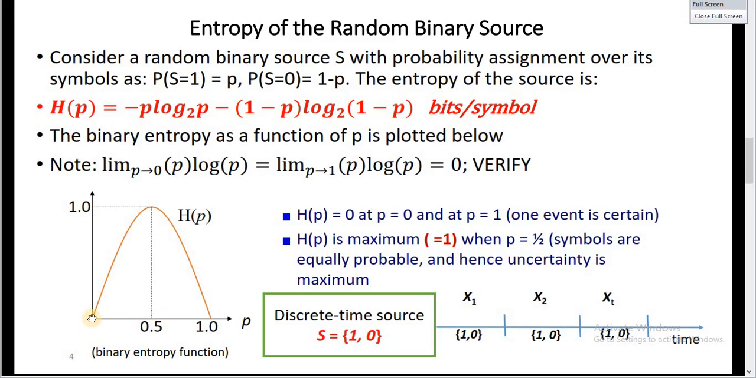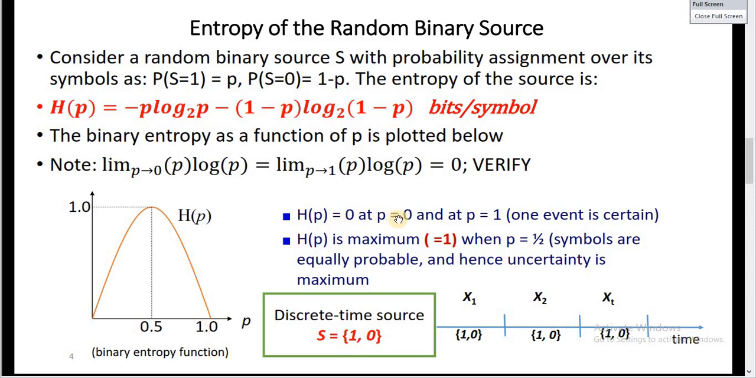When P equals 0, this means that symbol 1 occurs with probability 0. In this case, 0 occurs with probability 1. At this end, one of the symbols occurs with probability 1, and therefore the source entropy is 0. When P equals 1, also this symbol occurs with probability 1, and therefore the entropy is 0.